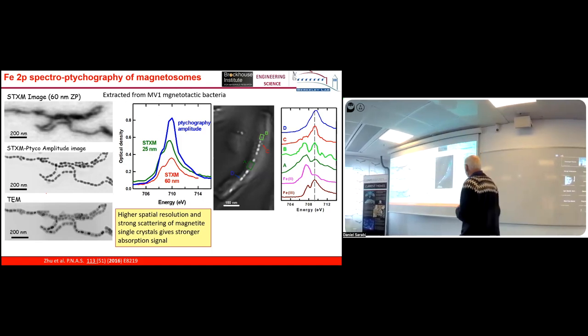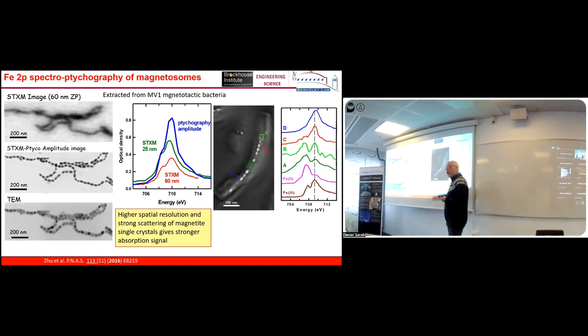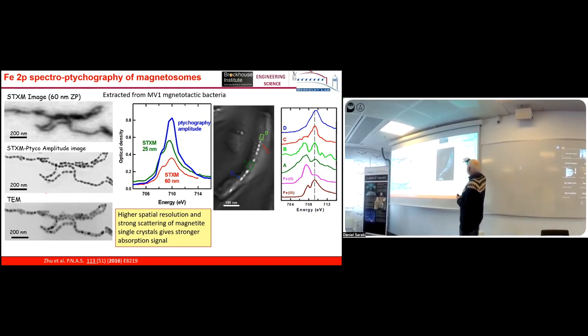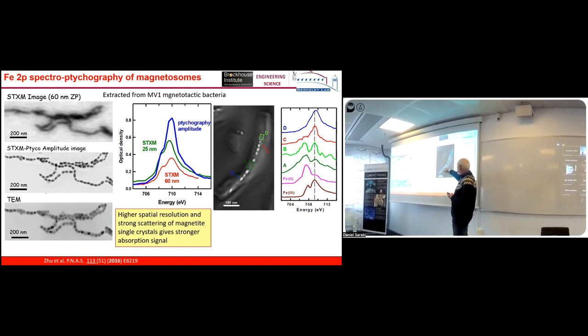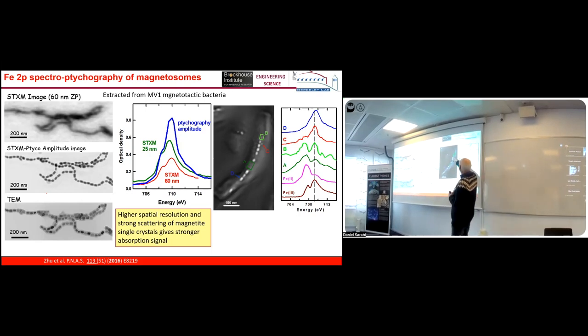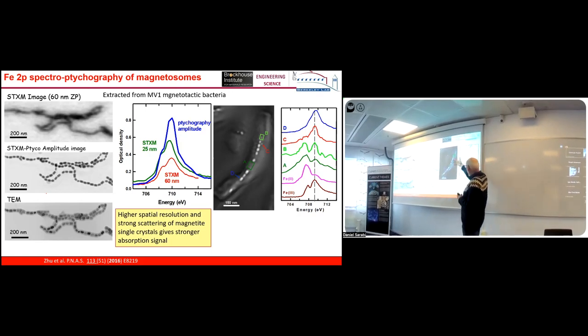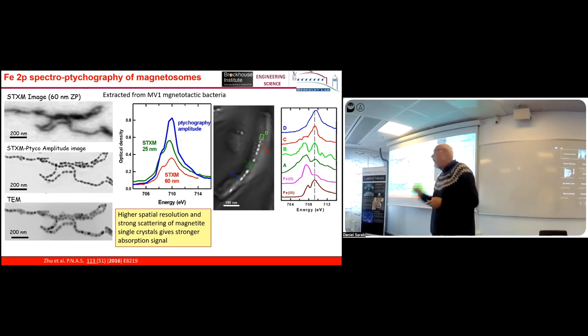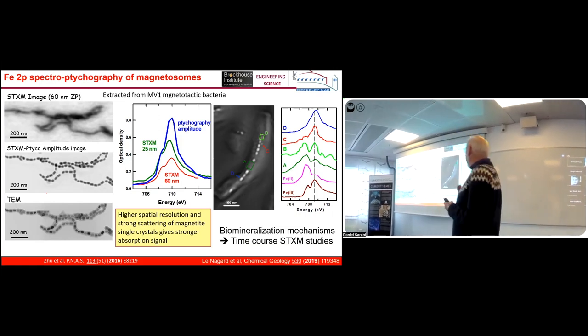So D here, which is a nice healthy magnetosome, fully formed, you get a spectrum that's pretty much mapping onto magnetite. But you can have regions here where you're in a gap between two chains and you can still see there's iron, but it's much more iron two rich because of the stronger lower energy peak. And V up here is also a crystal that's in the process of forming, but has a slightly different signal.